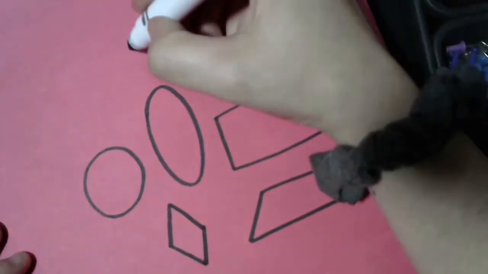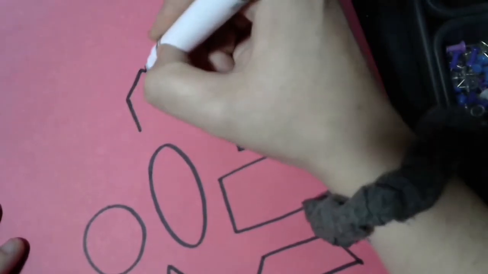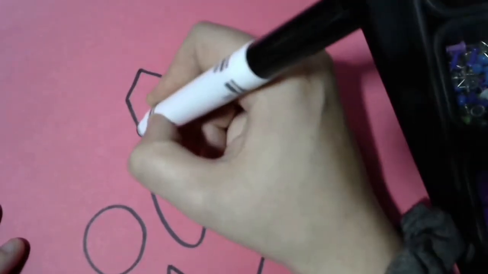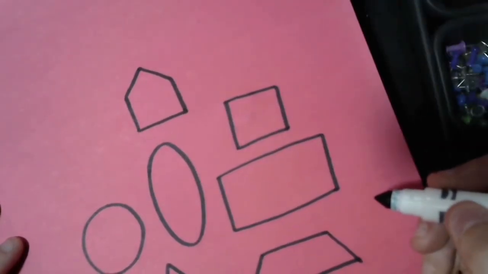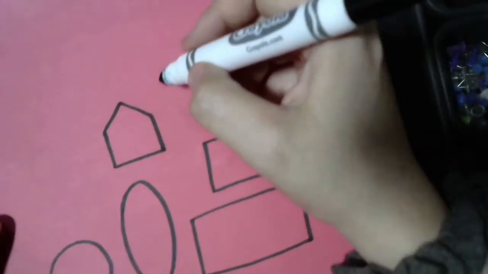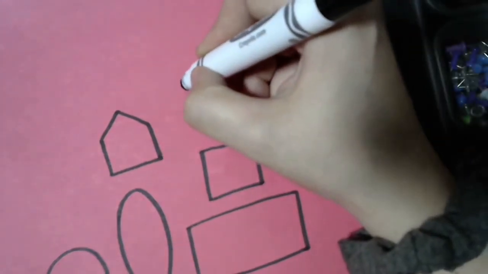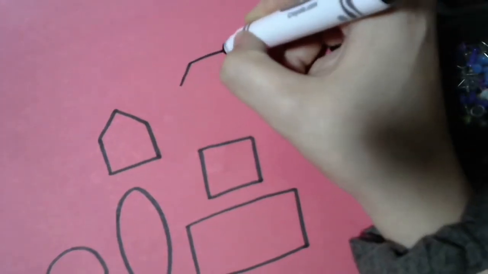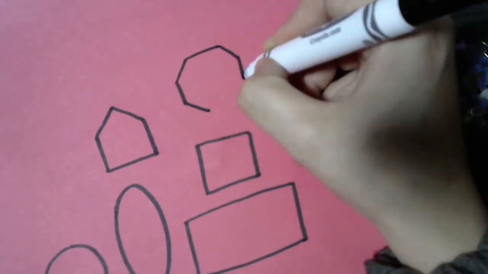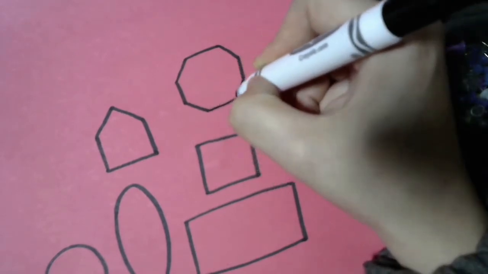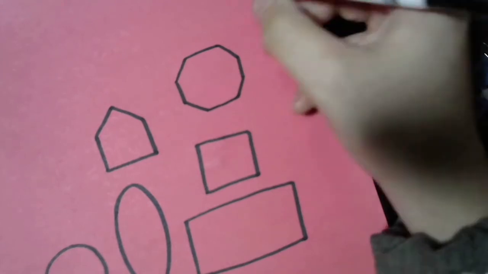And a pentagon. What shape do you see in a pentagon? I see a house. Then we have a hexagon. Oh, this one's an octagon.